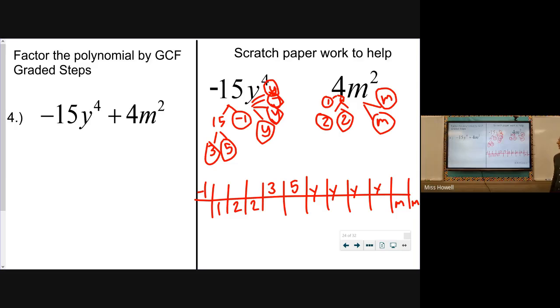Now, none of the columns are shared by both numbers. So this is sort of a special case. I can't pull anything out. There's nothing I can pull out that, when I multiply it back together, would give us this result.